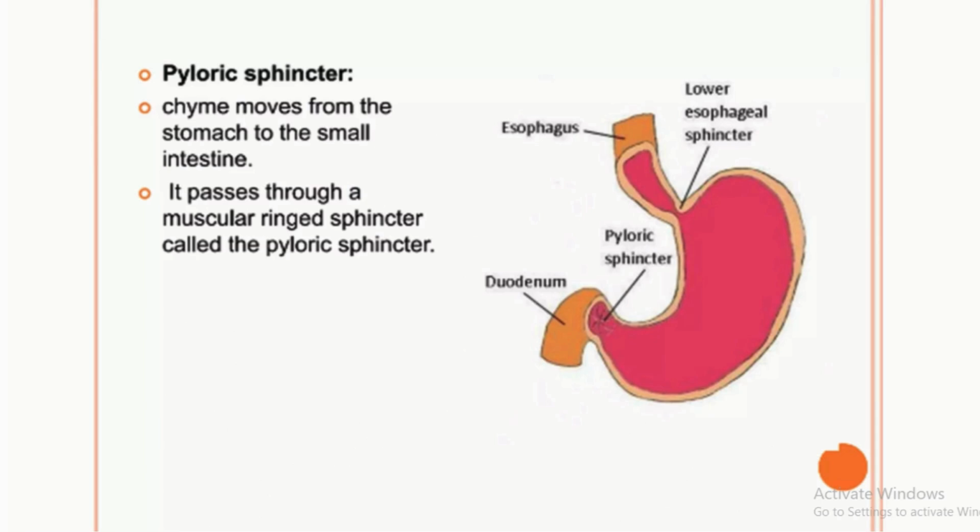Now the third part of the stomach is the closing of the stomach, which we call the pyloric sphincter. After the digestion of the food in the stomach, the chyme moves from the stomach to the small intestine. It passes through a muscular ring sphincter called the pyloric sphincter. In this picture, you can easily identify that the pyloric sphincter is at the end of the stomach, where the food enters the start of the small intestine, which we call the duodenum, and now the food or chyme will pass down toward the duodenum.